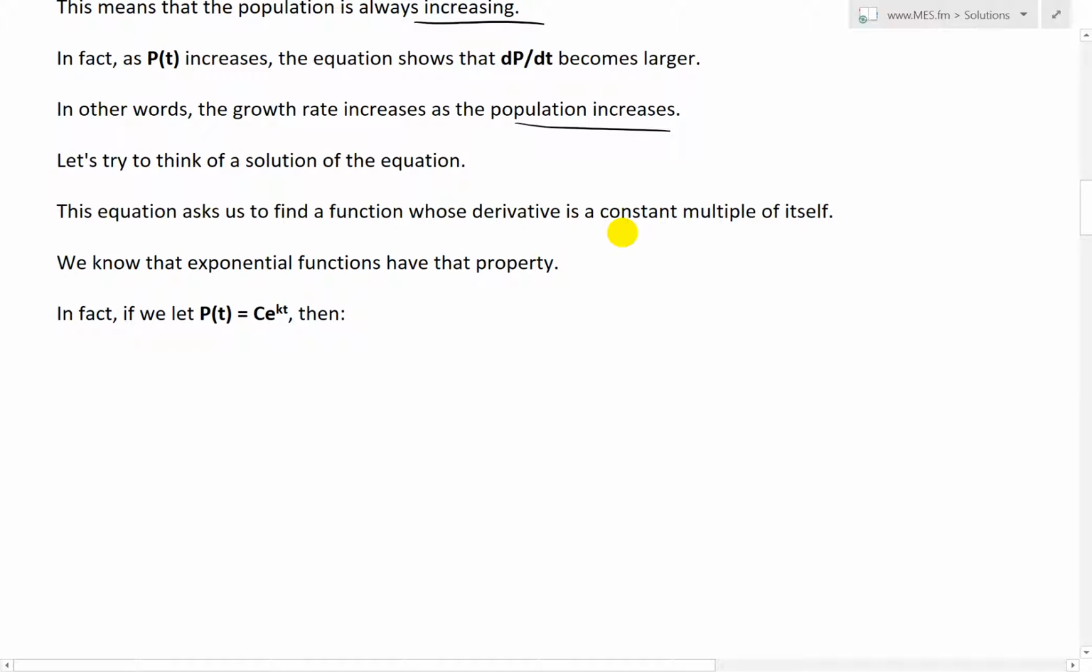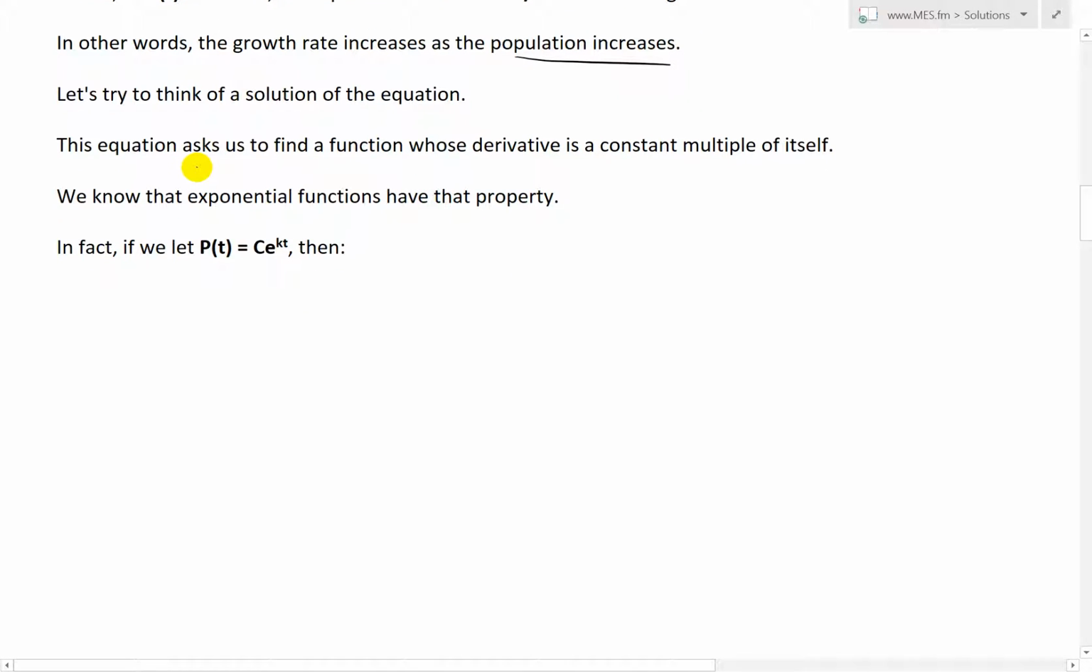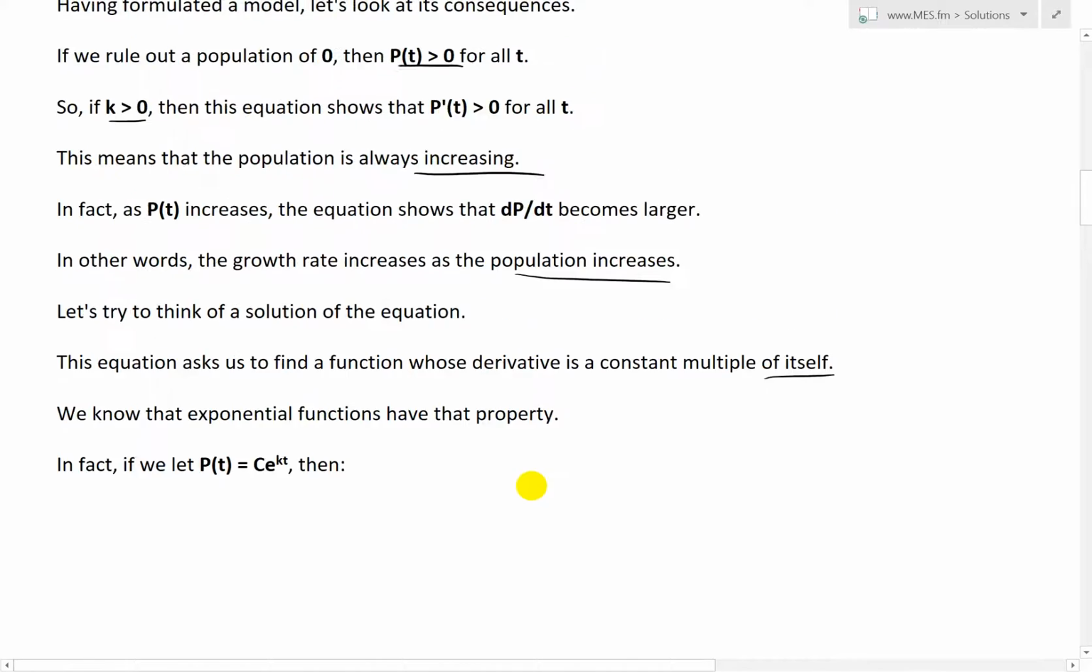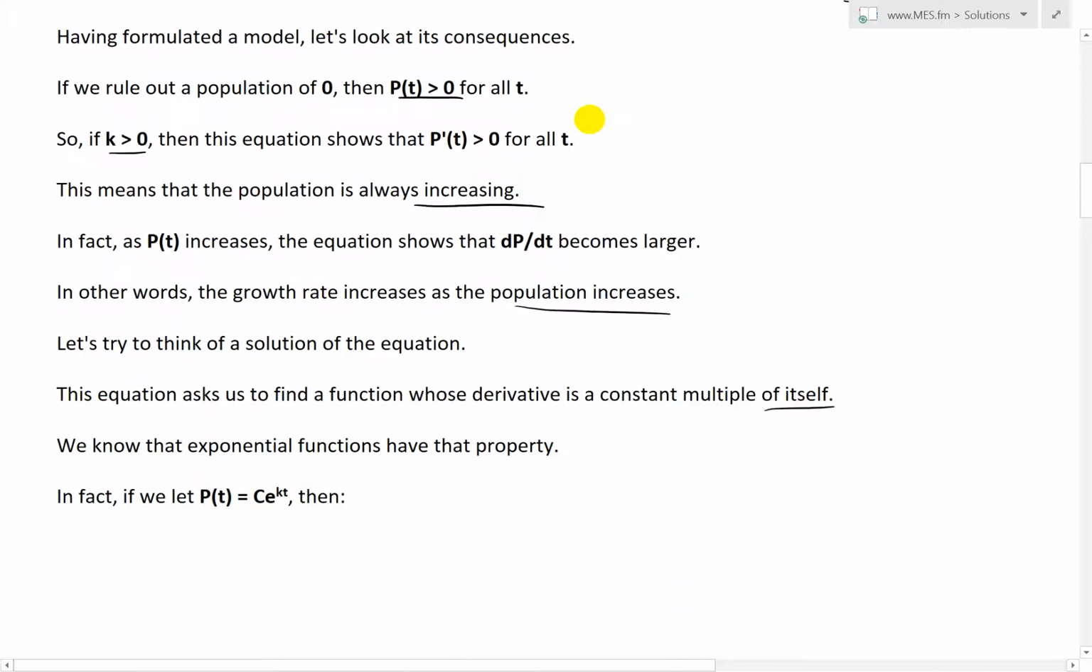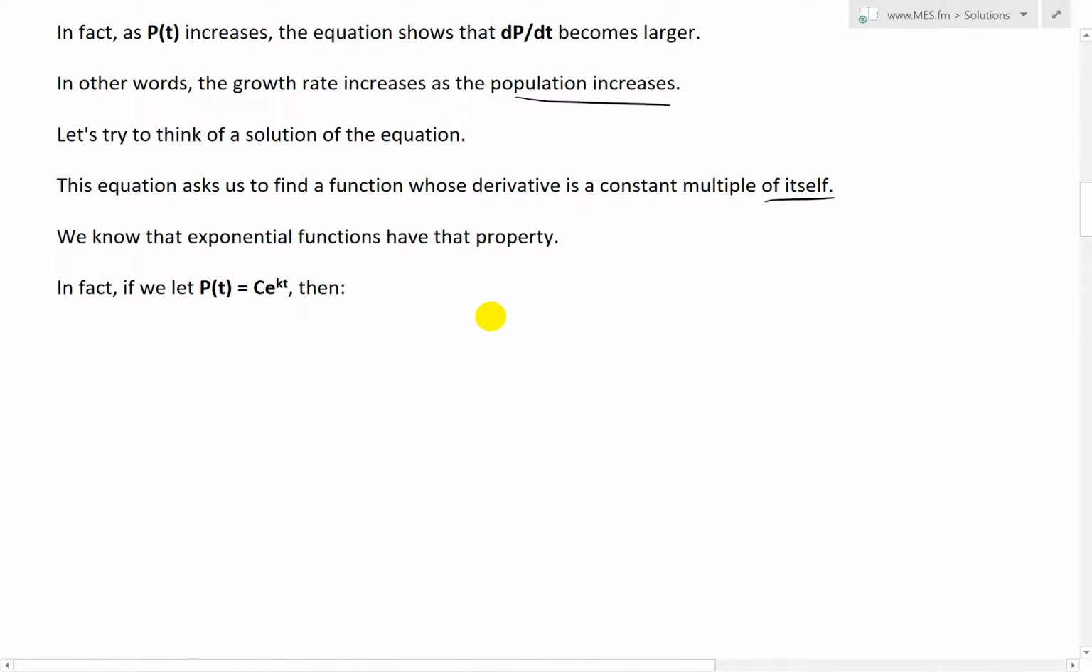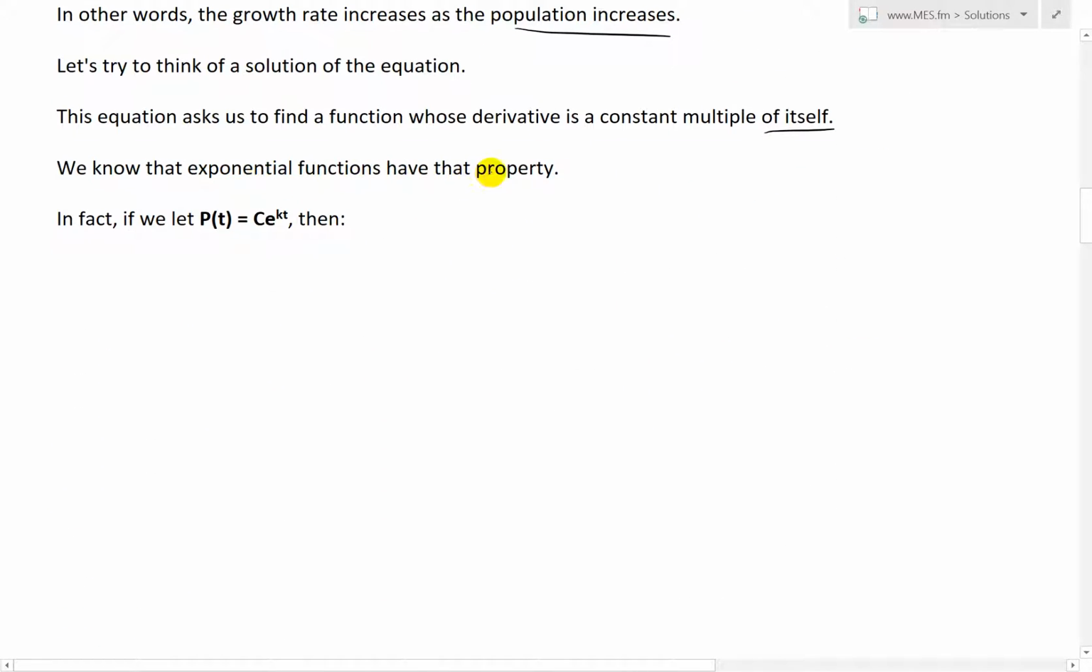And now let's try to think of a solution of the equation. This equation asks us to find a function whose derivative is a constant multiple of itself. We know that exponential functions have that property, and you can see that in my earlier video.